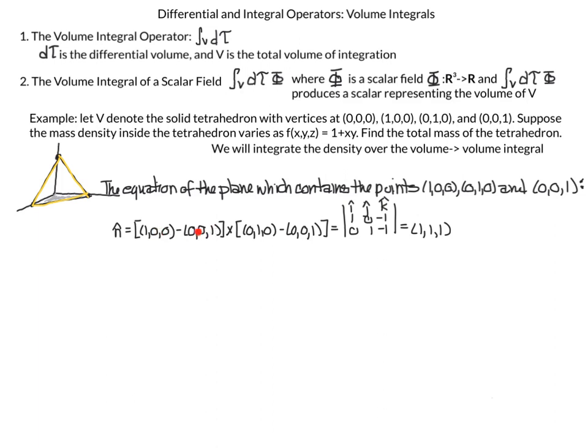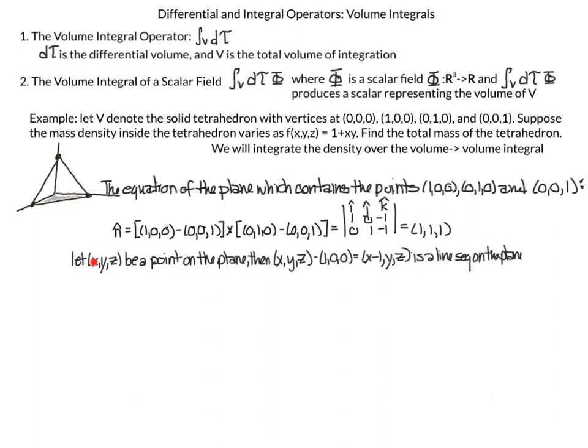Anyway, so I take the cross product of this vector minus this vector, so I get the cross product of (1, 0, 0) minus (0, 0, 1) and (0, 1, 0) minus (0, 0, 1), which gives me (1, 0, -1) and (0, 1, -1). I take the cross product and I get the normal vector as (1, 1, 1). And this is going to be useful in a minute.